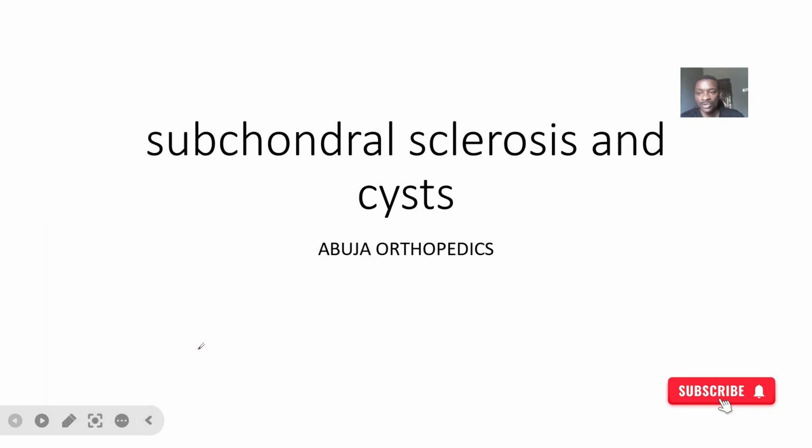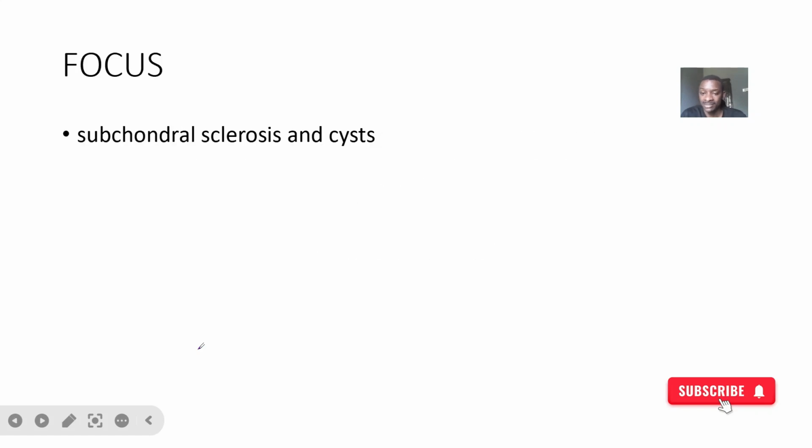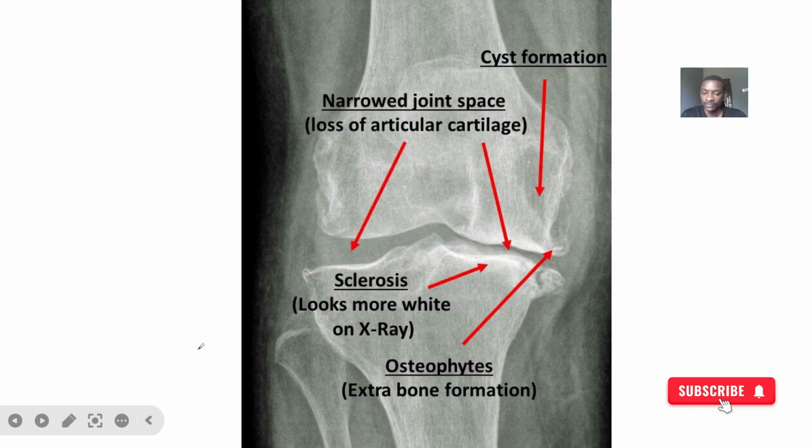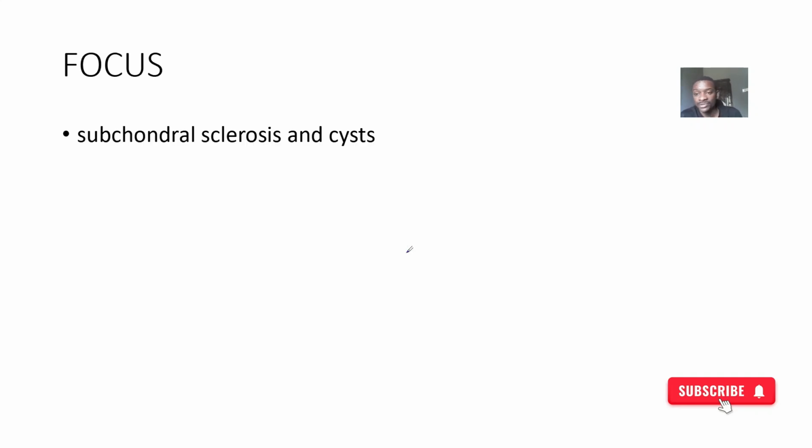Now look at some observable features that could occur in bones. You mostly pick them up on X-rays. This is what is known as subchondral sclerosis and also cysts. So, subchondral sclerosis and also cyst formation. They could form on X-rays.